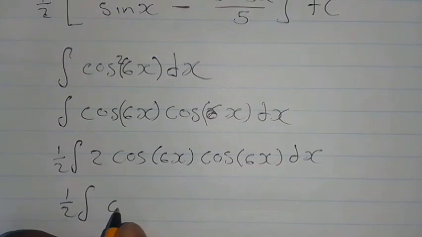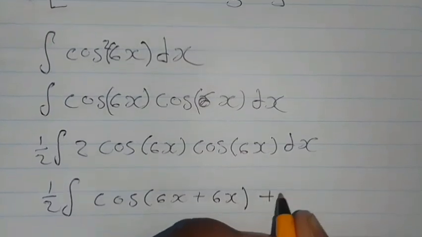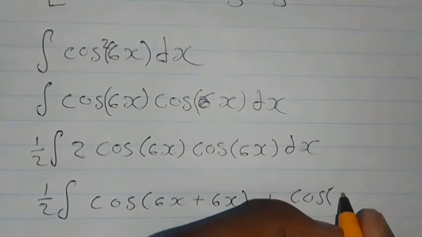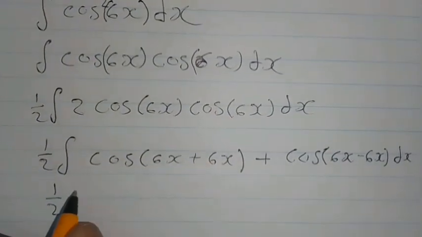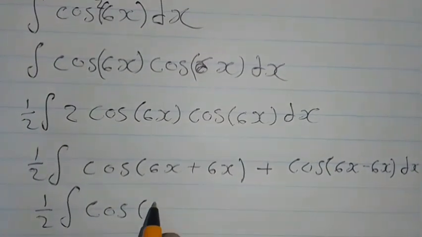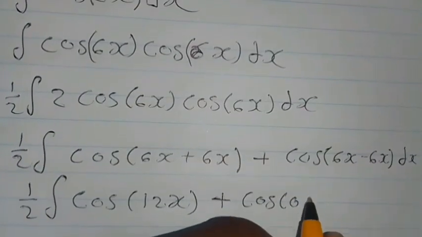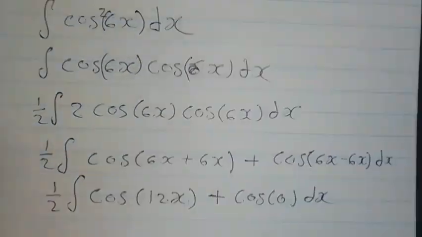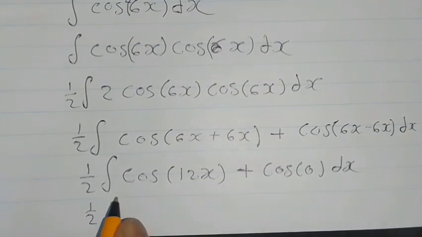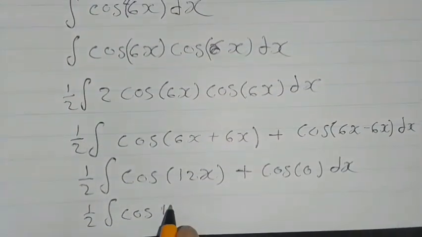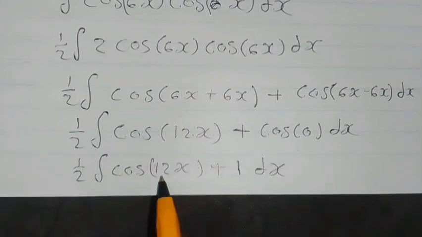So I'll have cos 6x plus 6x plus cos 6x minus 6x dx. So then this is half the integral of cos 6x plus 6x, that's going to give you 12x, and then you'll have cos 0, since 6x minus 6x is 0. And now this means that you'll have half the integral of cos 12x plus cos 0. What's cos 0? It's 1, right? Cos 0 is 1.